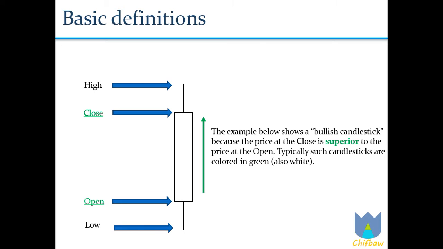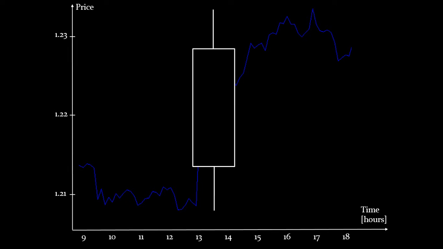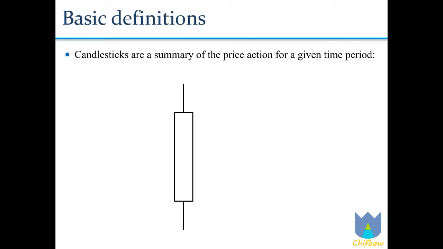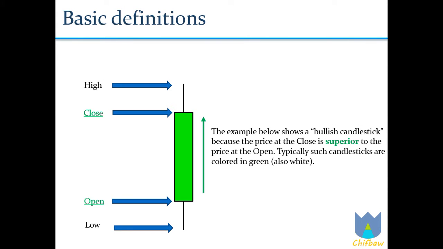Notice that in the example that we gave you before, which was this one, the close was superior to the open. In other words, the price increased during the day. This is called a bullish candlestick because the close is superior to the open. Typically, such candlesticks are colored in green. Sometimes they are colored in white.